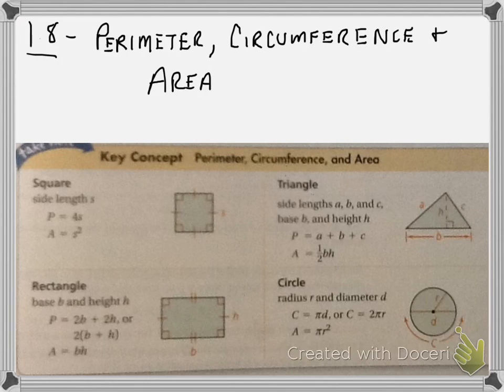1-8, perimeter, circumference, and area, mostly of squares, triangles, rectangles, and circles. As you can see, the formulas are below. Here are the formulas for perimeter, area, and so on for a lot of the figures.